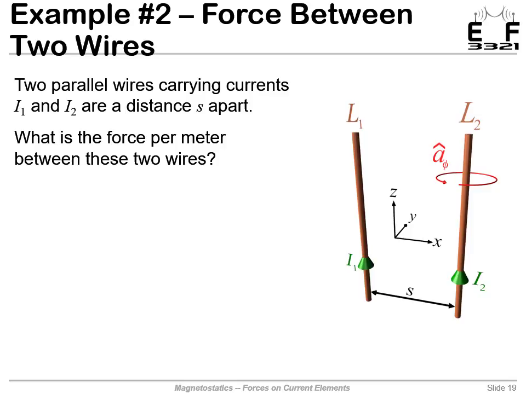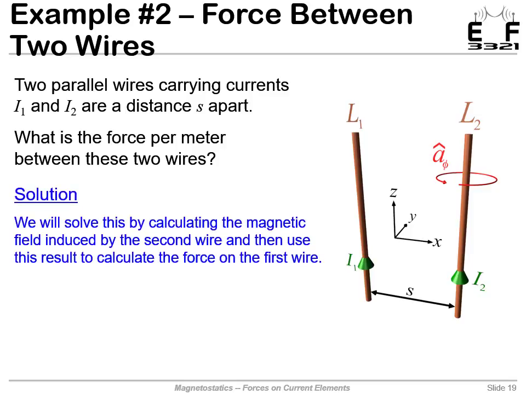Let's work an example, a simple example. Let's say we have two wires, L1 and L2, and they're oriented in the Z direction, and they're a distance S apart. The first wire is carrying a current I1, and the second is carrying a current I2. What is the force per meter between those wires? So what we'll do is we'll calculate the magnetic field induced by the second wire and figure out what force that puts on the first wire.